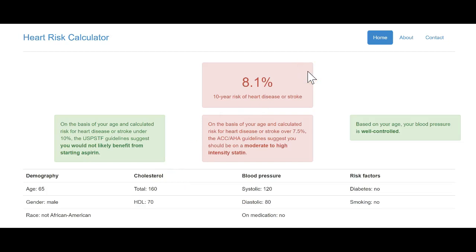8.1. So anyway, even if you put some realistic numbers in, if his TC was 160 and HDL is 70, you're probably not going to say, hey, I think you need to exercise to get your cholesterol down. It doesn't really make any sense.